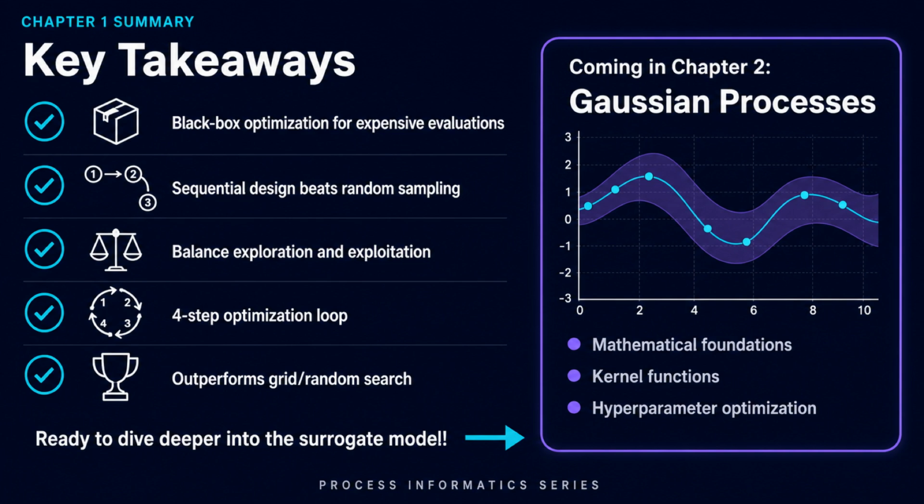Let's recap what we've learned. Black box optimization handles expensive, unknown objective functions. Sequential design dramatically outperforms random sampling. Balancing exploration and exploitation is key to finding global optima. The four-step optimization loop systematically improves our solution, and Bayesian optimization outperforms grid and random search methods. Coming up in Chapter 2, we'll dive deep into Gaussian processes, the mathematical foundation that makes intelligent uncertainty quantification possible.